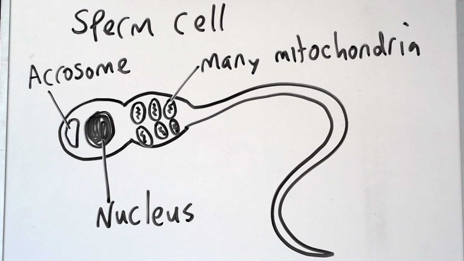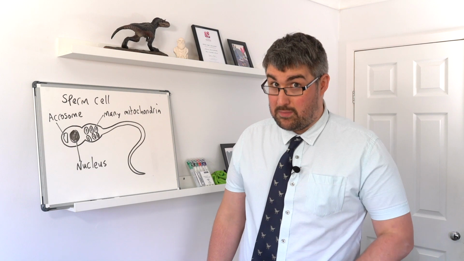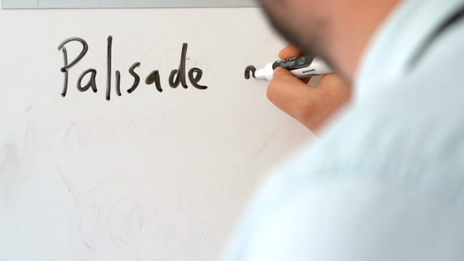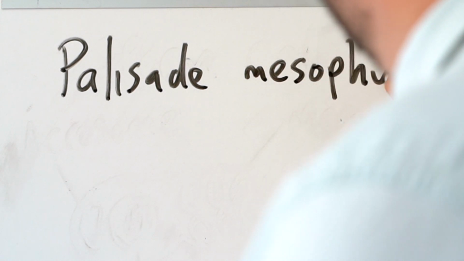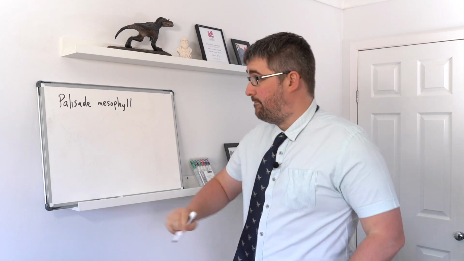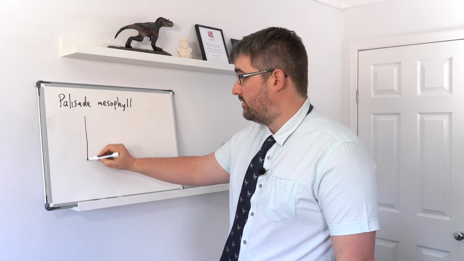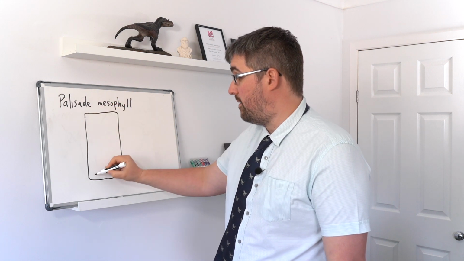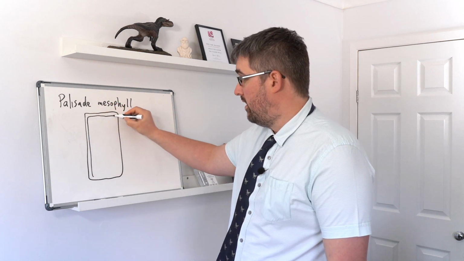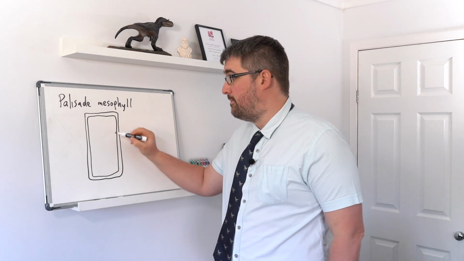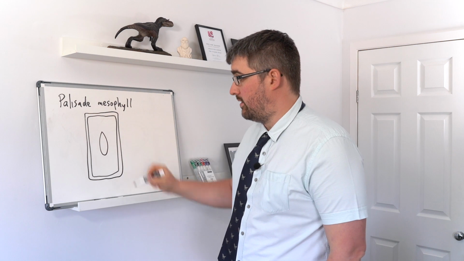Our next cell we're going to look at is a plant cell. It's going to be a palisade mesophyll cell. These are found in the leaves of vascular plants, and they really do look like your typical, sort of stereotypical plant cell in many regards. They're tall, kind of rectangular in shape, and they have all those key features that you'd expect.